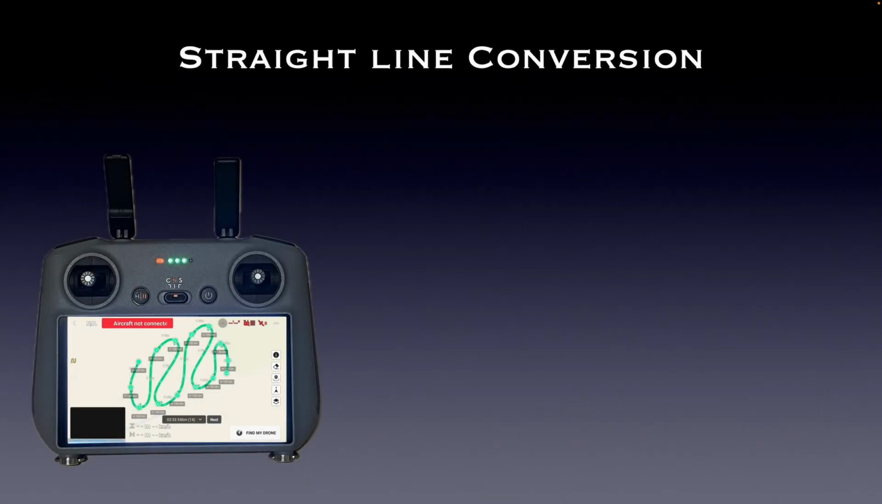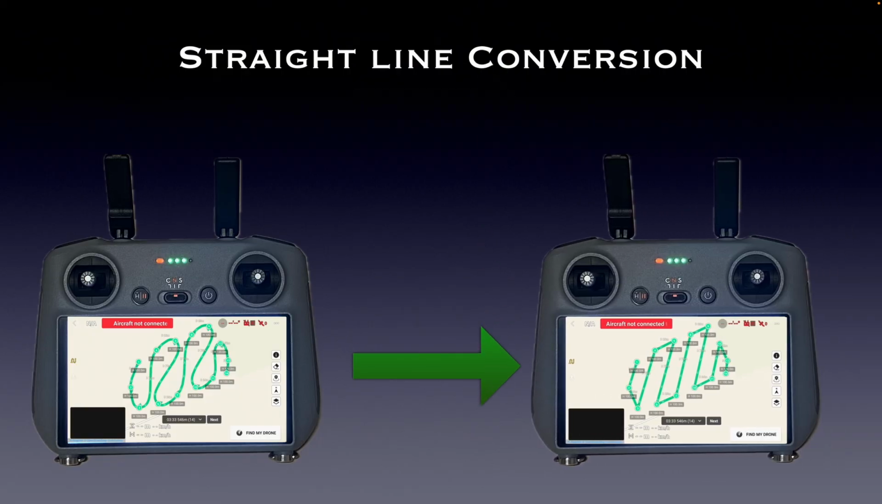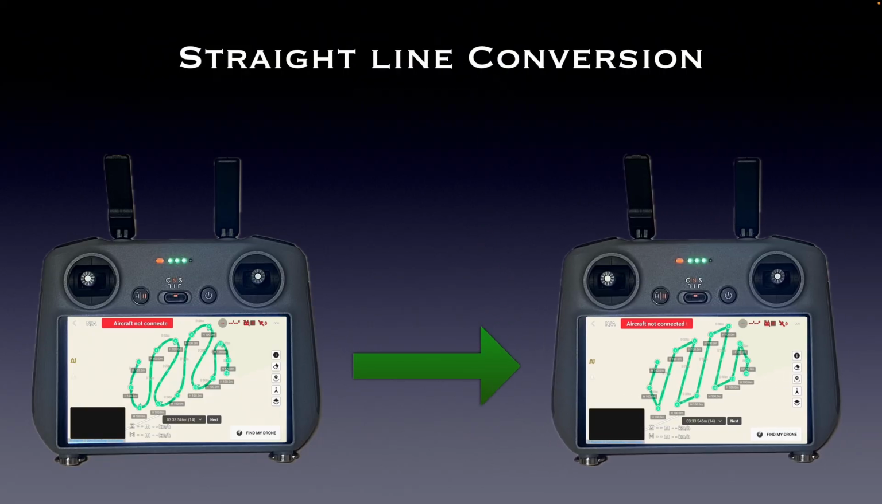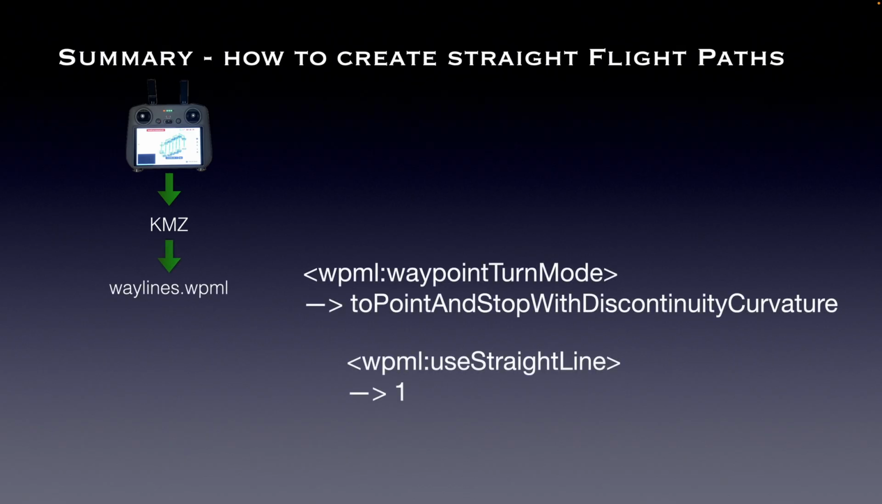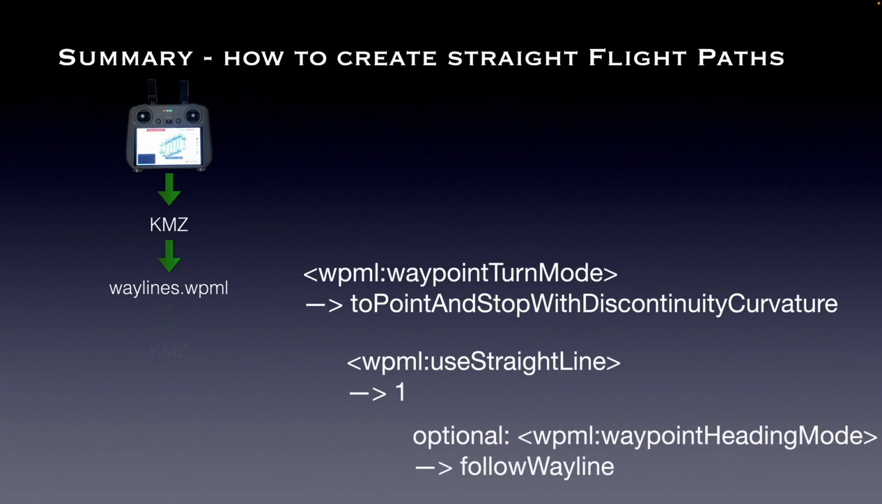In one of my last videos I already explained how to convert the standard waypoint mission you see here on the controller into a straight line version of the same mission. And therefore I explained the several steps we have to take. So first of all you have to download the KMZ file, extract the content of it, replace some text in the waylines.wpml, then create a zip file and a KMZ file again and upload it to the controller. But what if we can make the whole process a little bit easier for us?